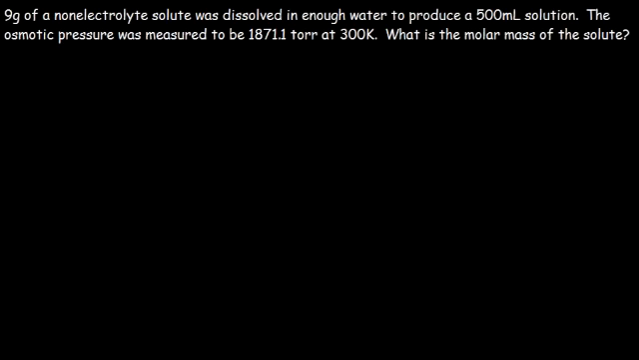It turns out that if you dissolve a solute in a solution, and if you measure the osmotic pressure at a certain temperature, or at any temperature, you can use that information to determine the molar mass of the solute. So consider the problem that we have. 9 grams of a non-electrolyte solute was dissolved in enough water to produce a 500 milliliter solution. The osmotic pressure is 1871.1 torr, measured at 300 Kelvin. What is the molar mass of the solute? So the equation is pi is equal to mRTi.